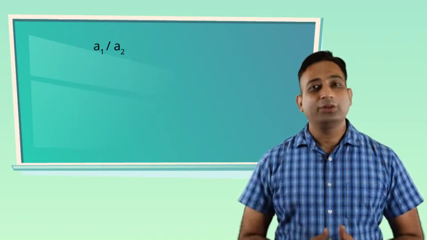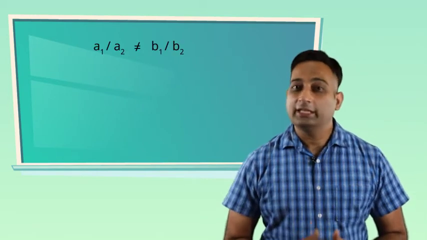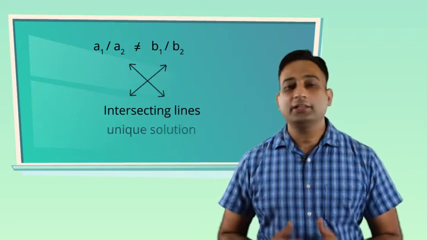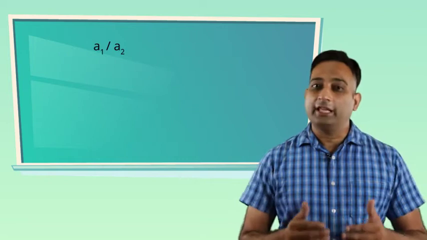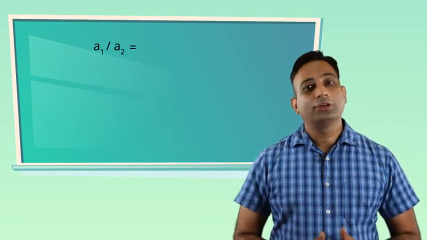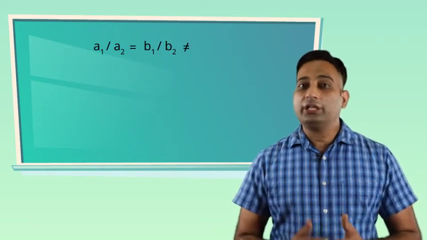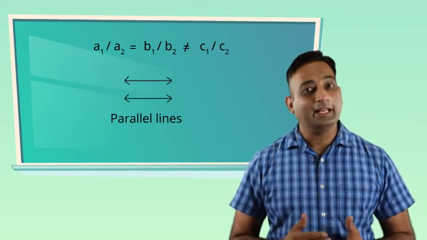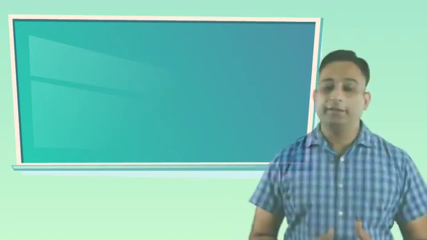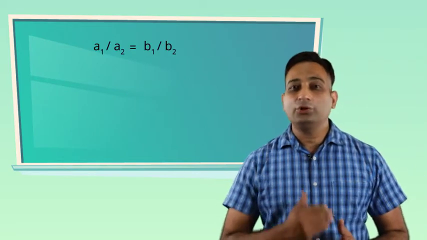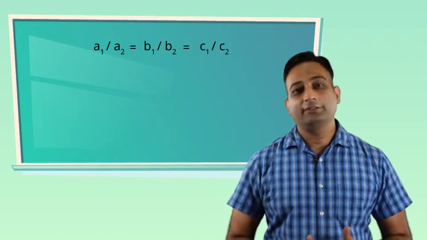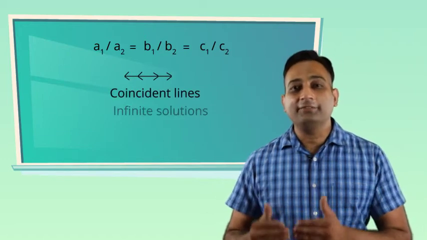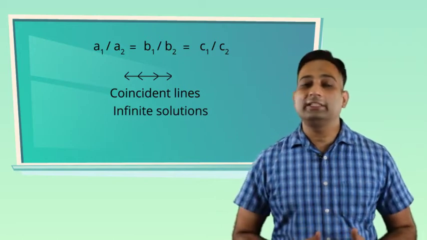If a1 by a2 is not equal to b1 by b2, that means these lines are intersecting lines and the solution is a unique solution. If a1 by a2 is equal to b1 by b2 is not equal to c1 by c2, that means these lines are parallel and there will be no solution. If a1 by a2 is equal to b1 by b2 is equal to c1 by c2, then these lines are coincident and there are infinitely many solutions for these equations.